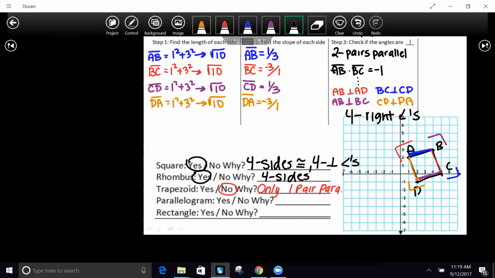So is it a parallelogram? Absolutely. Yes. 2 pair parallel. Is it a rectangle? By definition, what's a rectangle? Yep. 2 pairs parallel, 4 perpendicular angles. So even though it's a square, it can be multiple quadrilaterals, and that's what you guys have to define tomorrow.